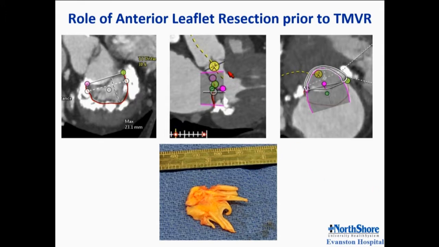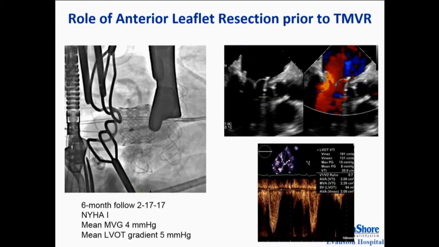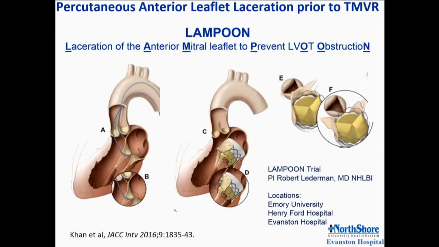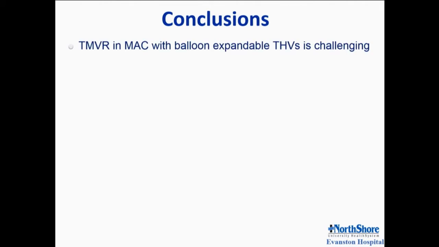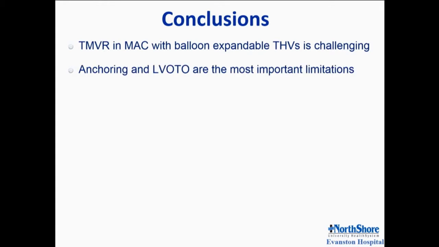Now, sometimes it's futile. We think that some patients are not going to benefit from alcohol ablation, and we do surgical resection of the anterior leaflet for those patients, but obviously it's an invasive procedure, and some patients are not good candidates. I think Adam is going to talk about this later this afternoon. I see him in the audience. So I'm just going to say that there's a percutaneous option as well. So in conclusion, TMVR in MAC with a balloon expandable transcatheter heart valve is challenging.